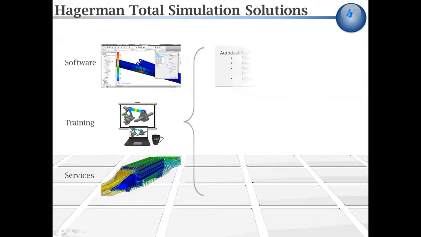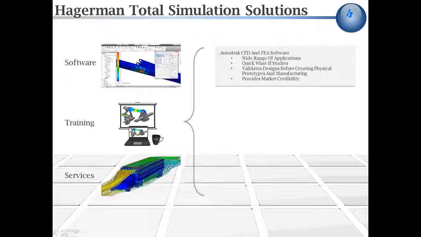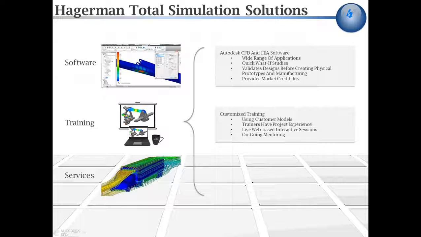And so the software side, CFD and FEA comes in a wide range of applications. Very quick what-if studies like we did right there, assigning materials, setting the boundary conditions, meshing, running the results, looking at the planes, looking at the traces, looking at the isosurfacing, being able to validate those designs before creating costly physical prototypes. We, as Hagerman, do offer customized training using your own models. We have some testing models we can use. We also use the live models working directly with customers.